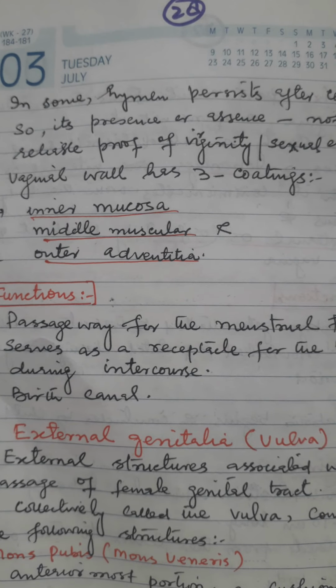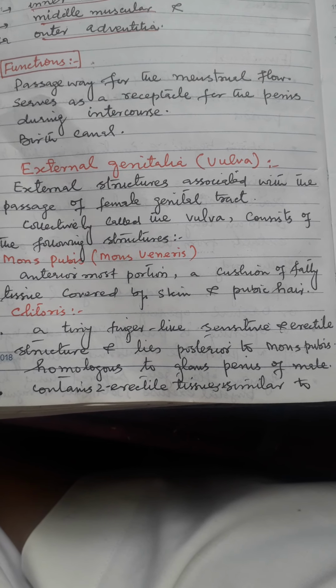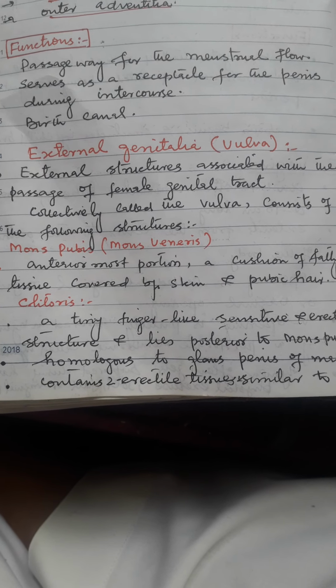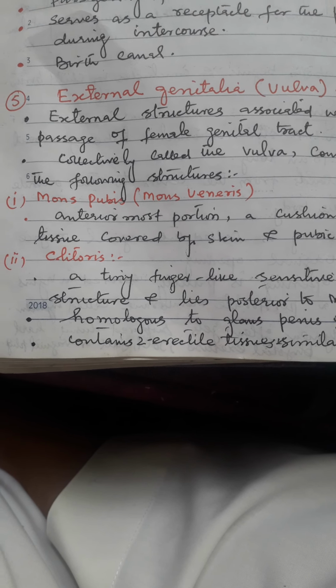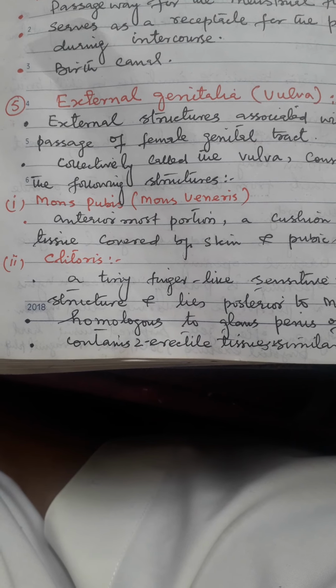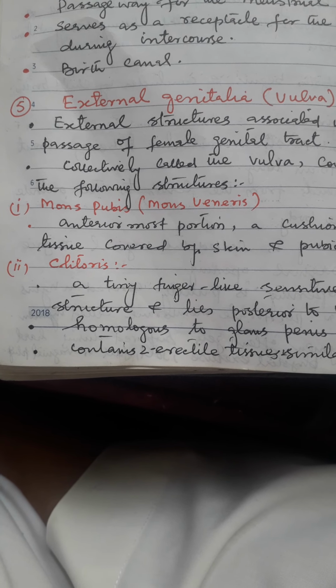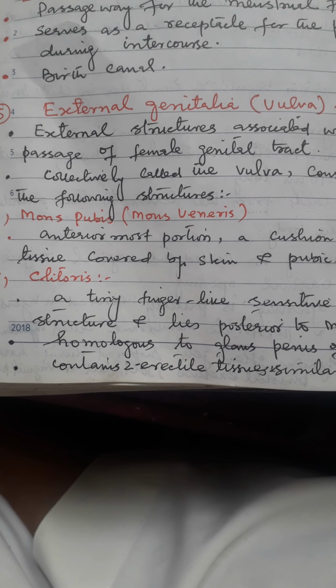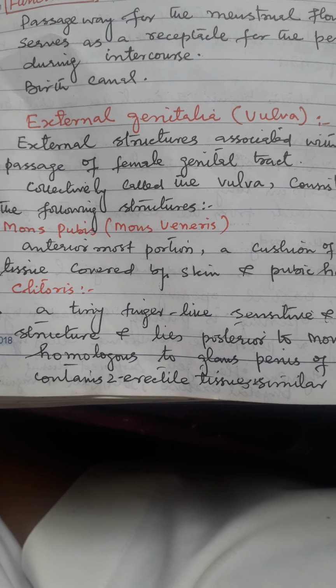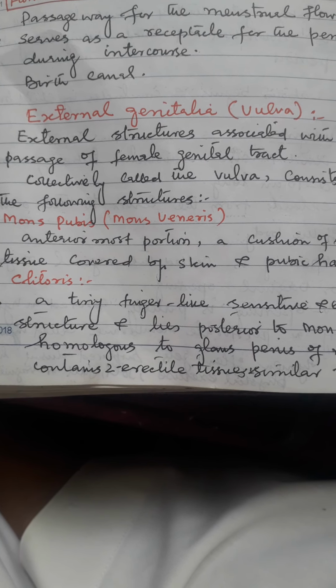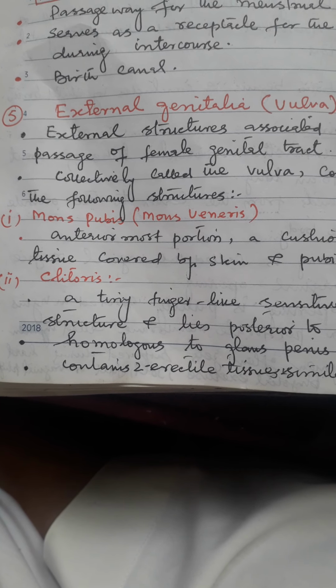Now, next part of female reproductive system is external genitalia or vulva. External structures associated with the passage of female genital tract are collectively called the vulva. These include mons pubis or mons veneris, clitoris, labia majora or singular labium majus or greater lips, labia minora or singular labium minus or lesser lips, and fifth part is perineum.